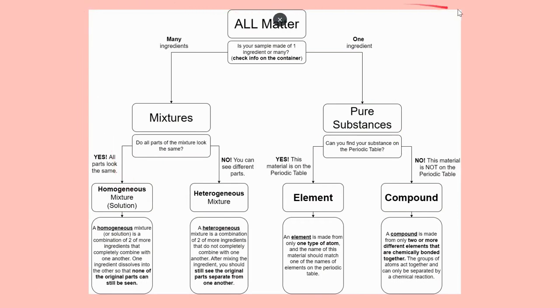Now, our tool in class to tell the difference between the different kinds of matter is this flow chart. Notice that we're always going to start at the top, and we're going to ask ourselves a question to follow the trend of the flow chart. My first question here is, is my sample made up of one ingredient or many? And it says check info on the container. This would be if we had containers with ingredient lists. If I have one ingredient, I'm going to follow the right path, and that tells me I have a pure substance. But if I have many ingredients, I'll follow this left path, and that tells me I have some kind of mixture, either homogeneous or heterogeneous.